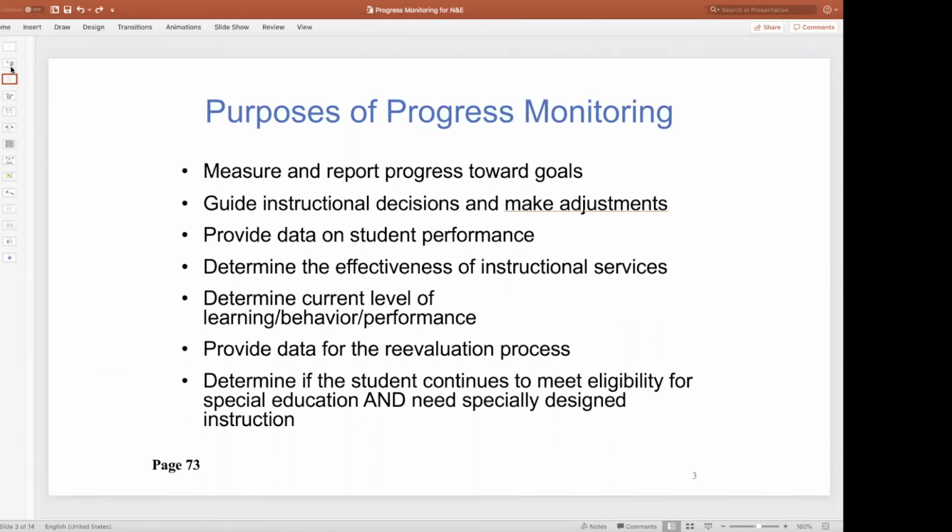Not only that, we're talking to the parents as well. They are part of the ARC, and we have to talk about the progress in our ARC meetings when we do our annual meetings, so we can determine what kind of goals we're going to make for their next IEP.